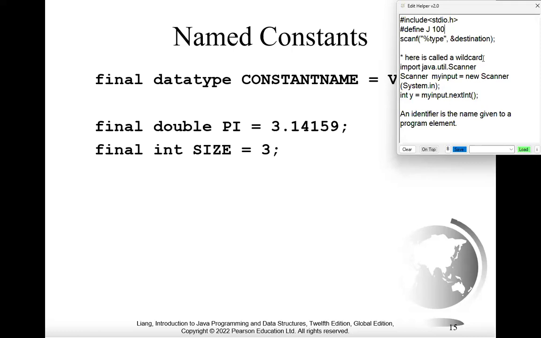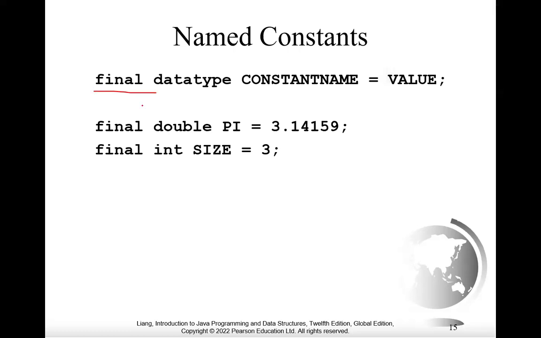In Java, we write constants by putting the keyword final in front of the declaration. It's exactly like you're defining a variable. The only difference is that before the type of the variable, you put the final keyword.